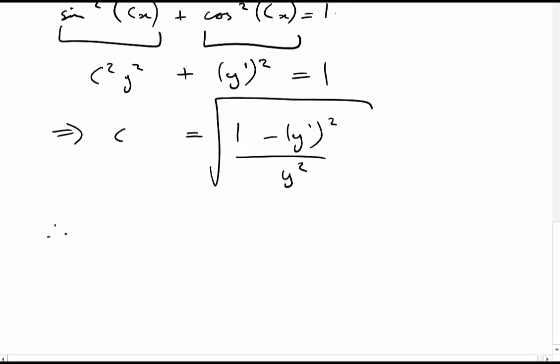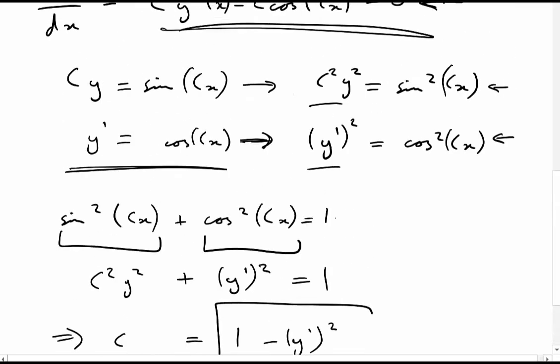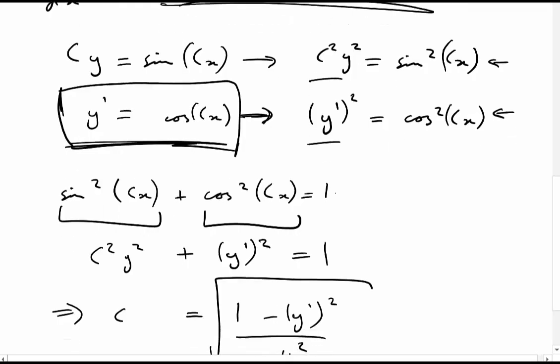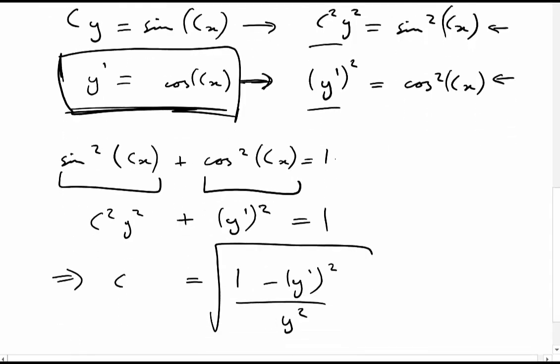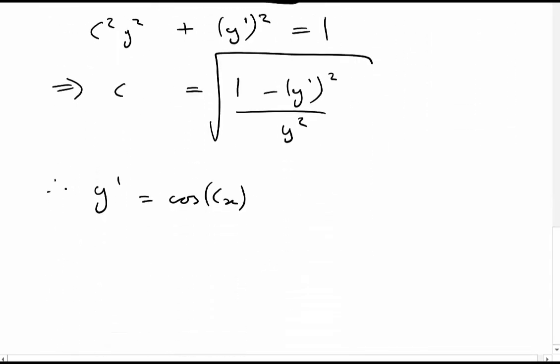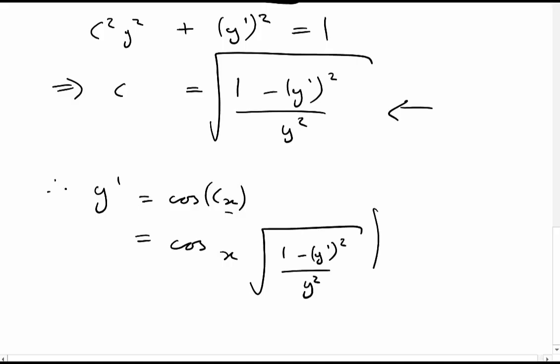So therefore, using my differential equation, which was y dash equals cos cx, right, that was my differential equation that I found here, because I found an equation that links my derivatives, that had a derivative in. Okay, so y dash equals cos cx, then c is what I've just found up here. So cos of, well, it's going to be x times square root of 1 minus y dash all squared over y squared. Okay, and there we go. So this is my differential equation.